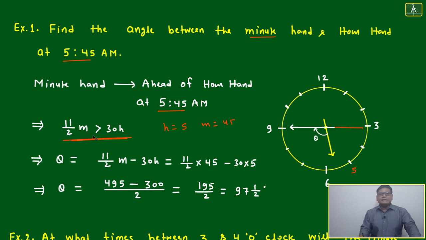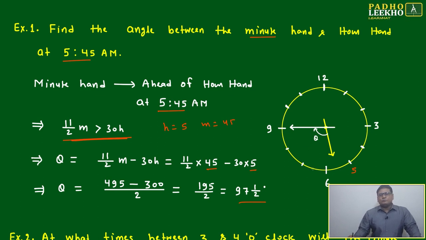But here the case is 5:45, and the minute hand is beyond the hour hand. Then 11/2 m is greater than 30h. We'll apply this formula: 11/2, put m equal to 45, and h is 5. Afterwards, it is simple. We get 97.5, this will be equal to this.